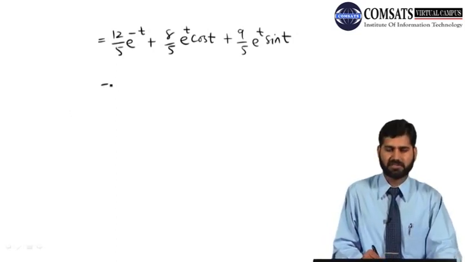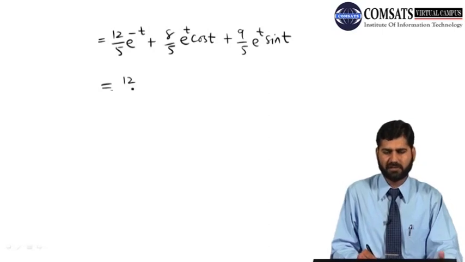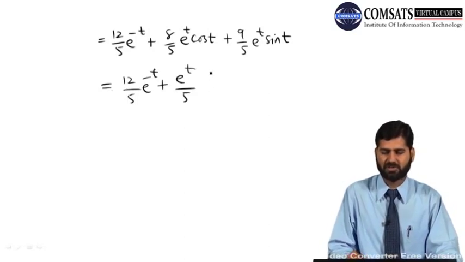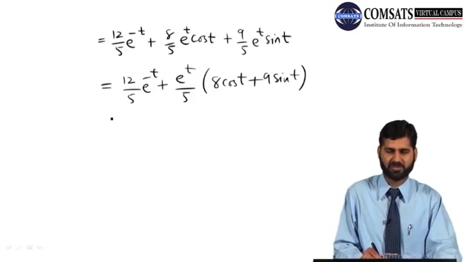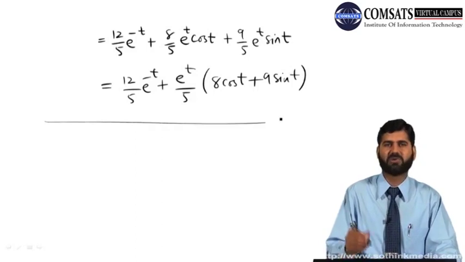All right, so that's your inverse. And if you want, you can further simplify. It's your choice. But if you leave it here, it's fine. e to the t is common, 5 is common, so you can write 8 cosine t plus 9 sine t. It's not necessary, of course. It's your choice how you want your answer to look.